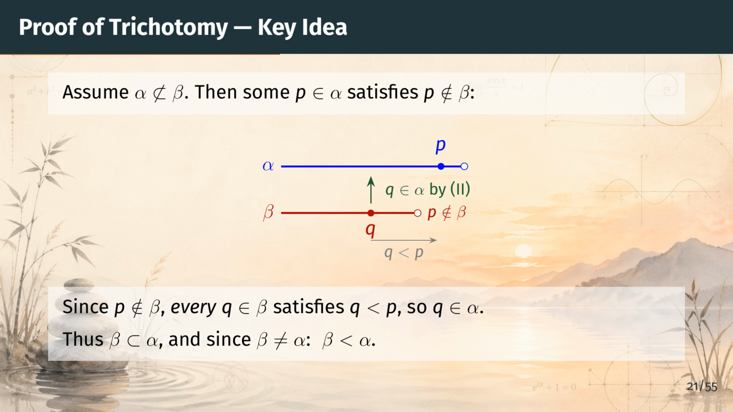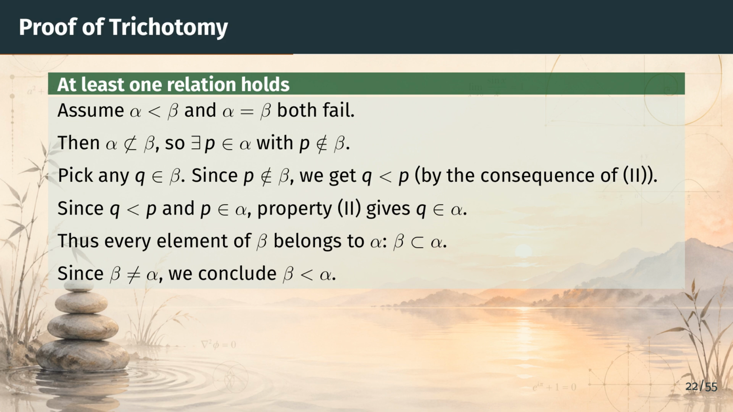Why? Because a single witness, p in alpha but not in beta, acts like a wall. Every element of beta is forced to sit to the left of p, and downward closure then sucks every such element into alpha. One escaping point drags the whole cut along with it. This leveraging of a single witness is a very common proof move. It is worth remembering. The formal version just spells out the previous picture.